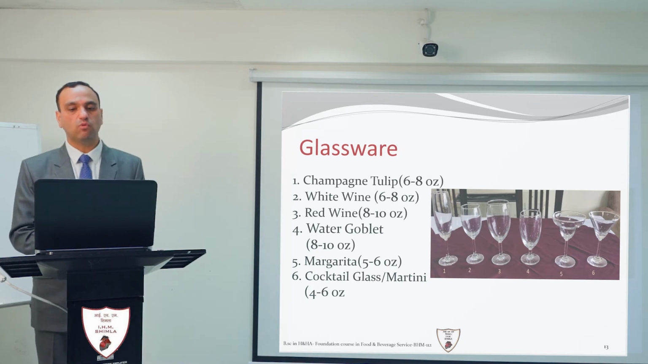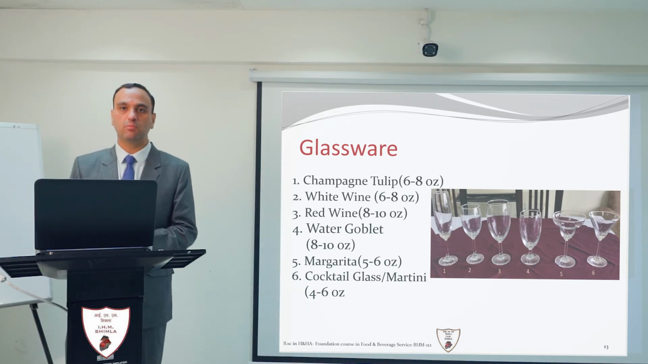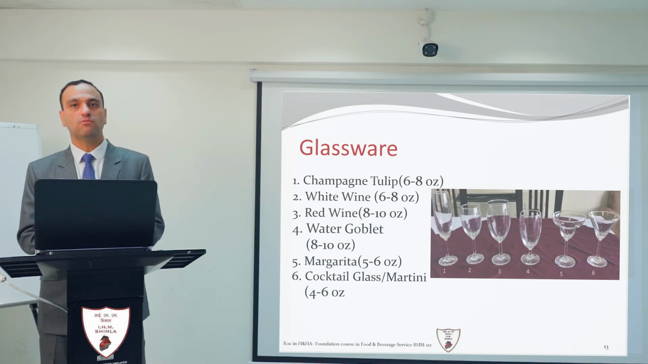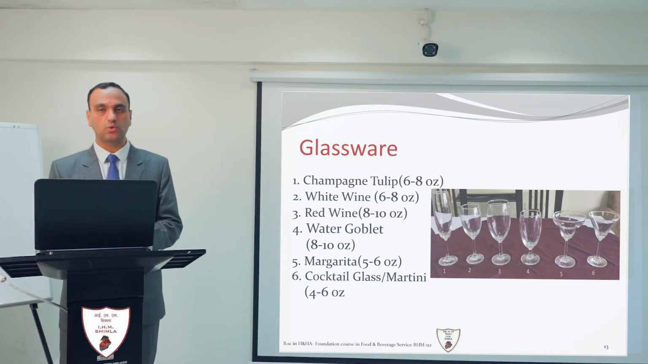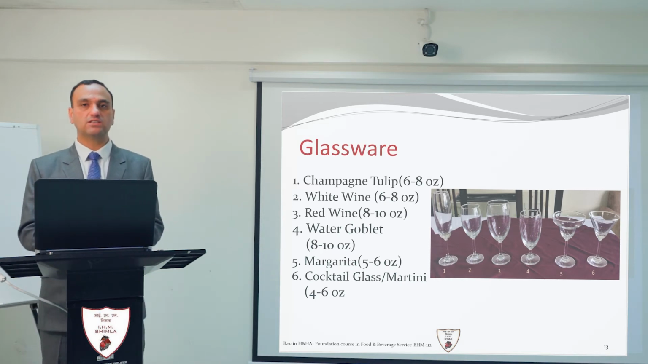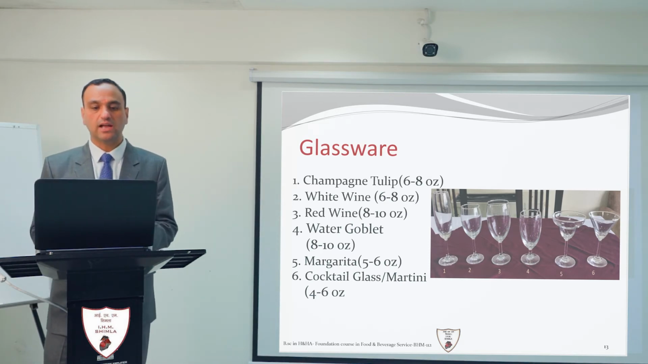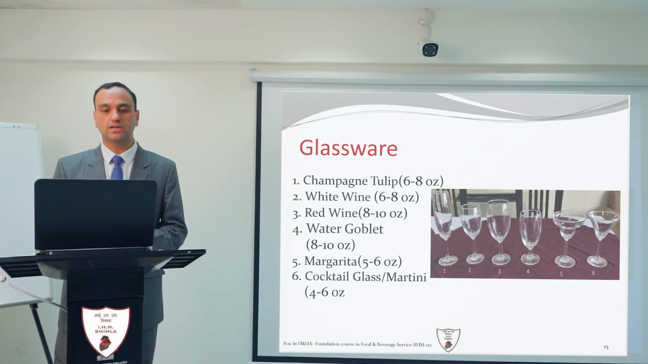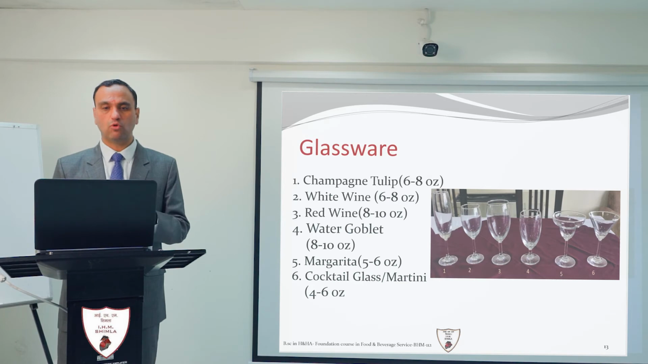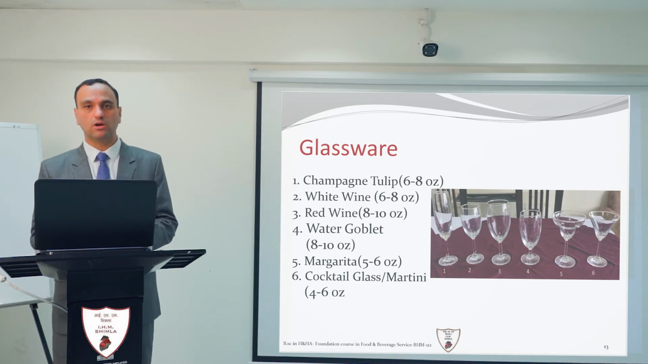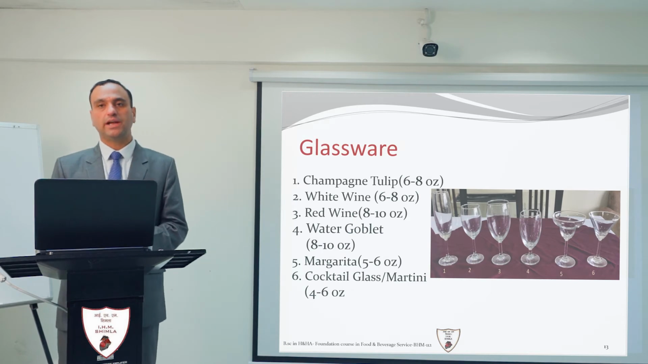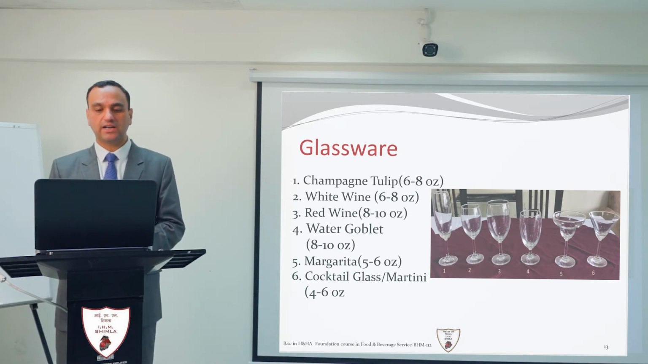Next is the white wine glass. The white wine glass will be utilized for serving white wine, and the capacity is 6 to 8 ounces. Another one is the red wine glass. The red wine glass will be used for serving red wines, and the capacity is 8 to 10 ounces. Next category is the water goblet. The water goblet will be used for serving water in a restaurant, and the capacity is 8 to 10 ounces.